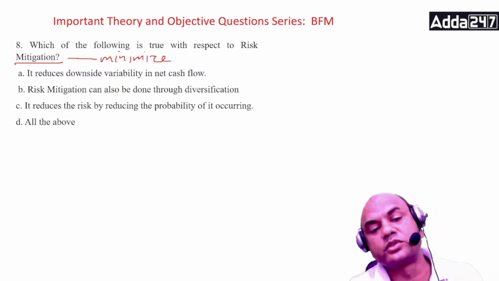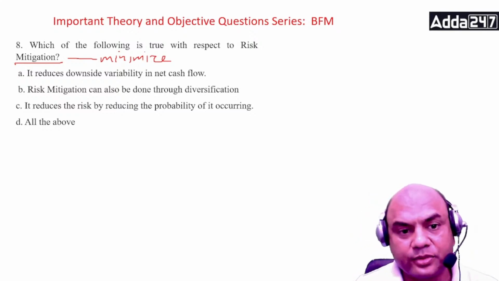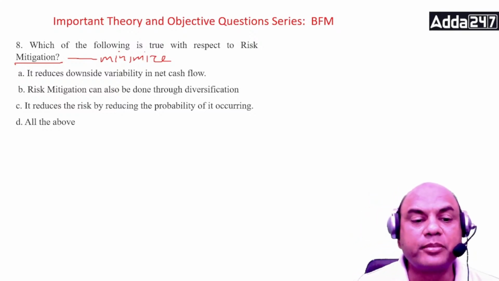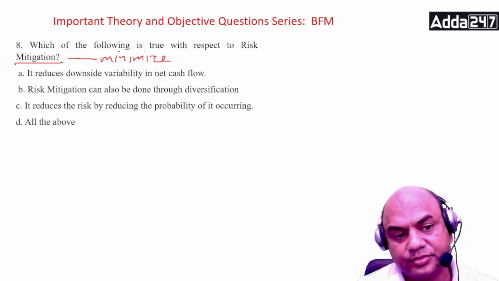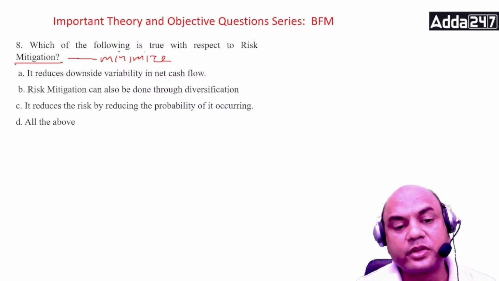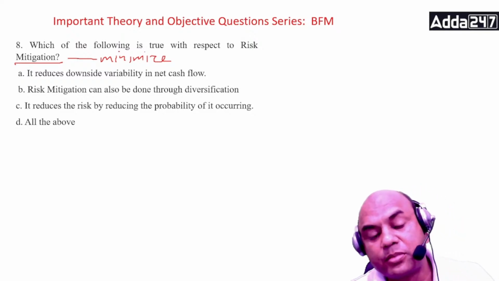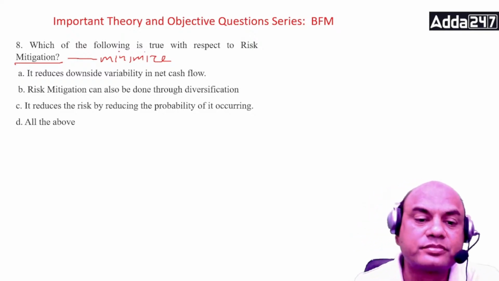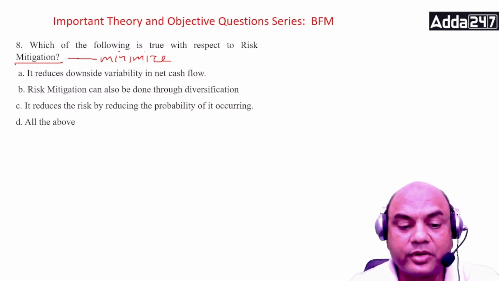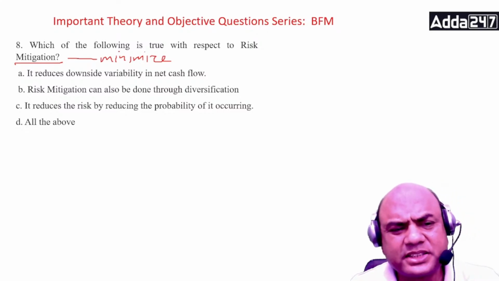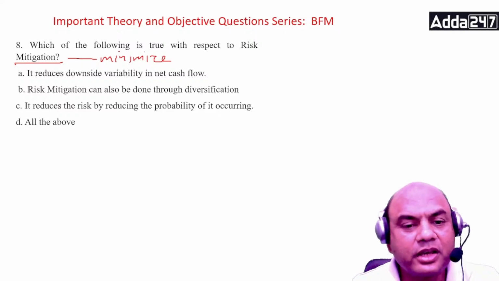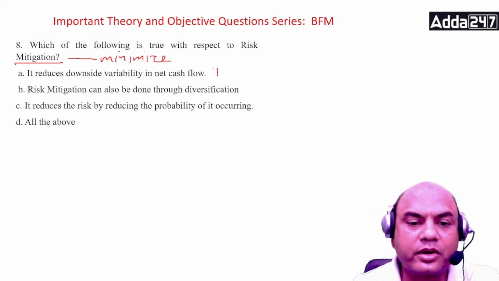It reduces the downside variability in the net cash flow. Risk mitigation can be done through diversification. It reduces the risk by reducing the probability of occurring. So what is true about this? Simply, isn't it? See here, first one is true. Reduces the downside variability. True.